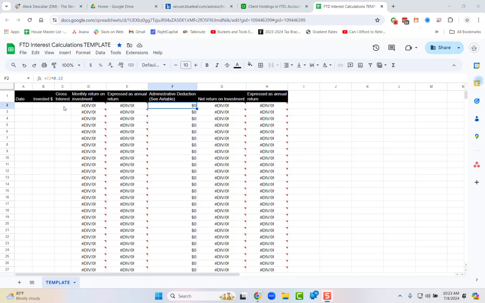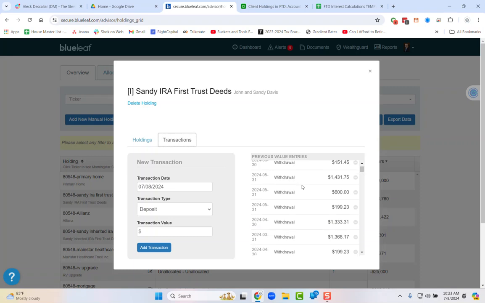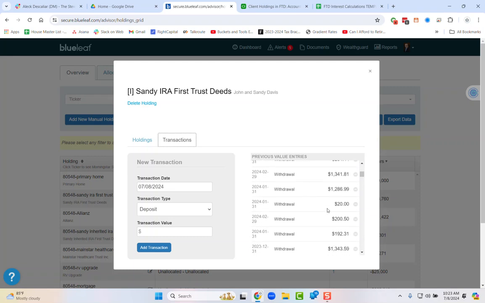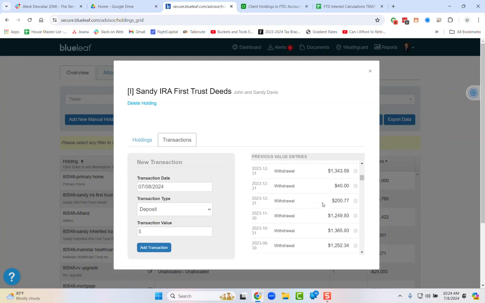Those are generally round numbers. $20, $500, $140. Whereas the withdrawals related to the interest are generally non-round numbers. So for example, a $20 withdrawal is an administrative cost to buy a first trust deed. If it's a non-round number, then we can generally assume that is related to the actual interest.